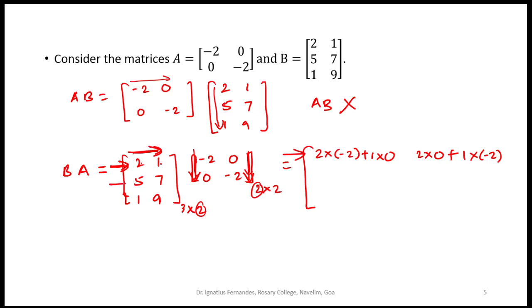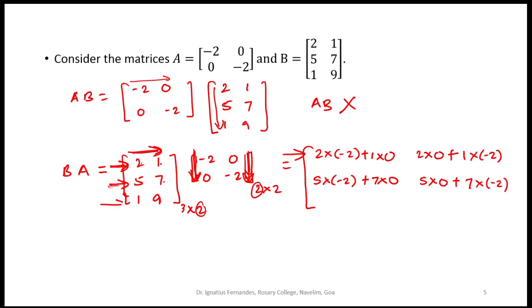So the first row here is giving you the first row here. Then I go to the second row. Now the second row I'll multiply with the first column and then the second column, and that will give you the second row here. So 5 into minus 2 plus 7 into 0. Next I multiply this row to the second column: 5 into 0 plus 7 into minus 2.